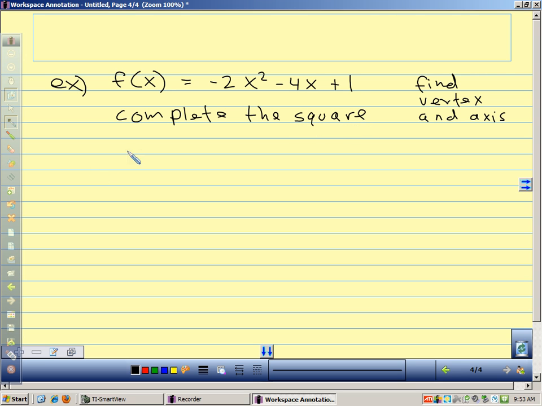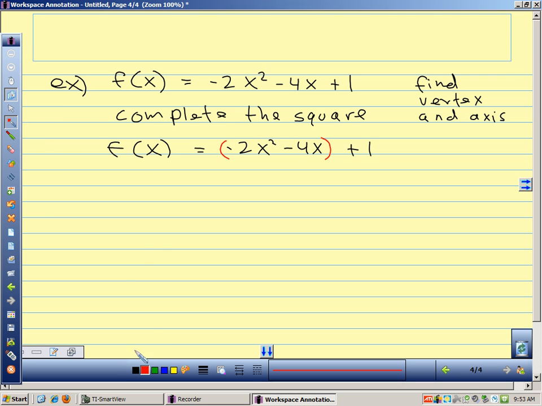So I'm going to rewrite this. I'm going to write this as f of x, and I'm going to just do some parentheses here. Minus 2x squared minus 4x plus 1. And I'm going to put some parentheses on this part. That's the part that we want to complete the square on. We want to be able to write this as a perfect square. Now because I have this negative 2 in front of my x squared, I need to factor that out. So I'm going to factor the negative 2 out.